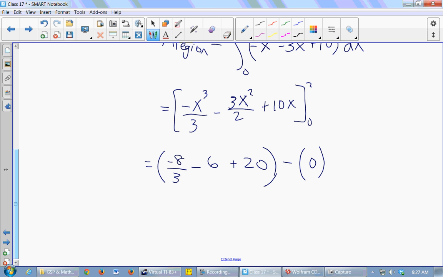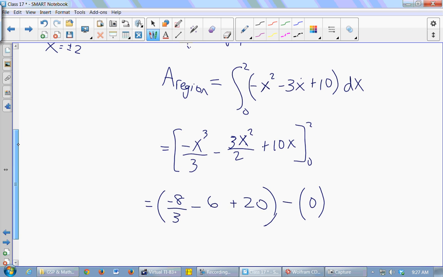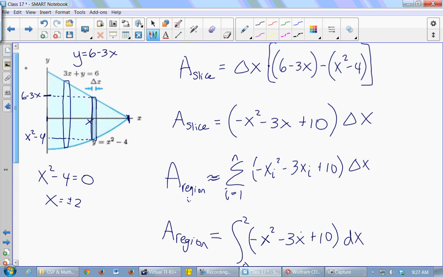The bounds on my integral? So I am stacking up all these little rectangles, right? And I'm going to draw my first one at x equals 0, right? And then I'm going to keep drawing them until I get here, which is 2. And the reason I know that is 2 is because I can set this function equal to this function and see where they cross.